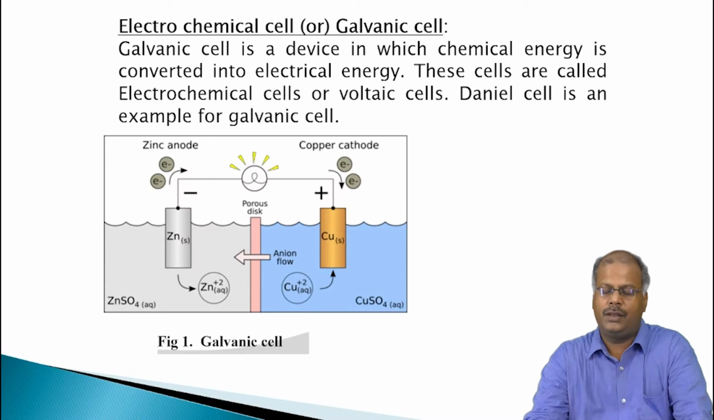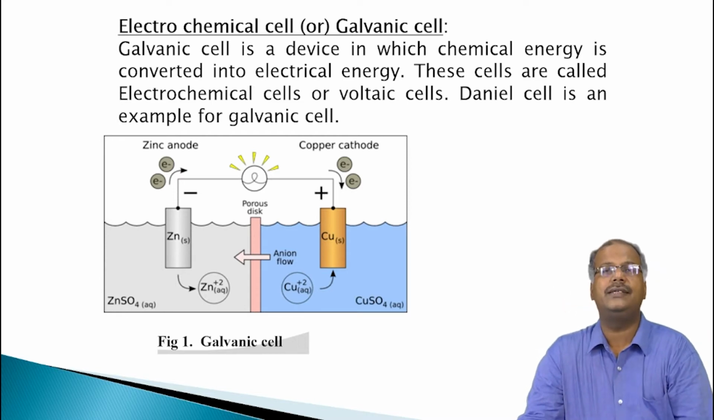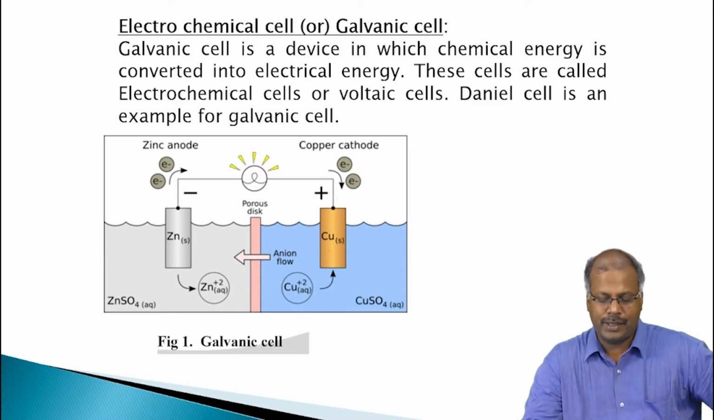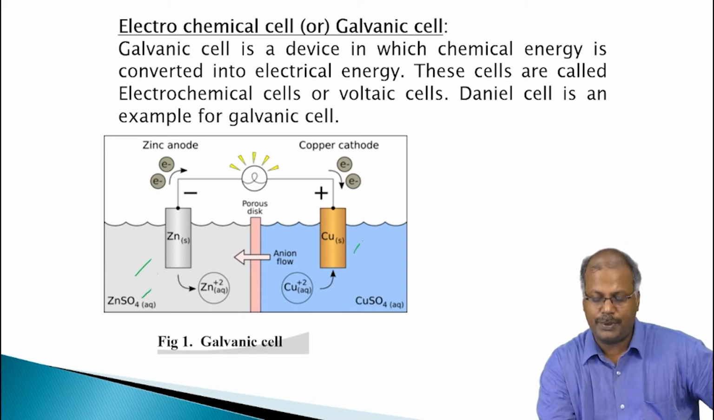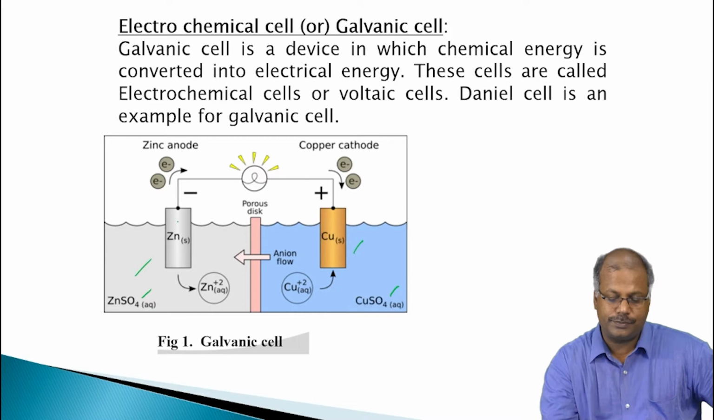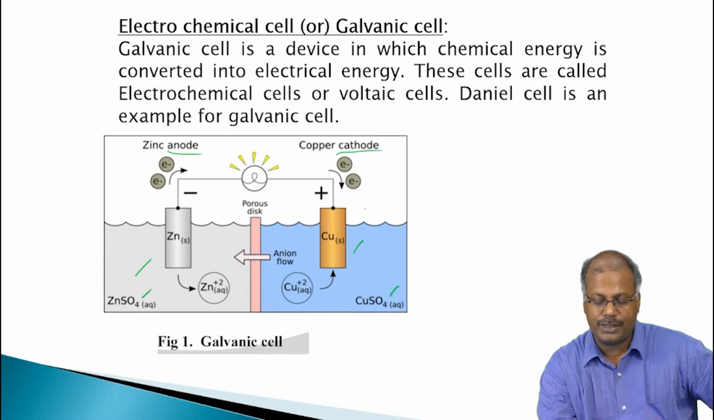Next, what is an electrochemical cell? An electrochemical cell is also called a galvanic cell. A galvanic cell is a device in which chemical energy is converted into electrical energy. Daniel cell is an example of a galvanic cell. Here in this figure we can see zinc dipped in zinc sulfate electrolyte, and copper dipped in aqueous copper sulfate solution. This side is the anode, negative charge, and this side is the cathode, positive charge. Zinc acts as the anode and copper acts as the cathode. The two electrodes are electrically connected and separated by a porous disc, which we call a salt bridge, in the next slide.